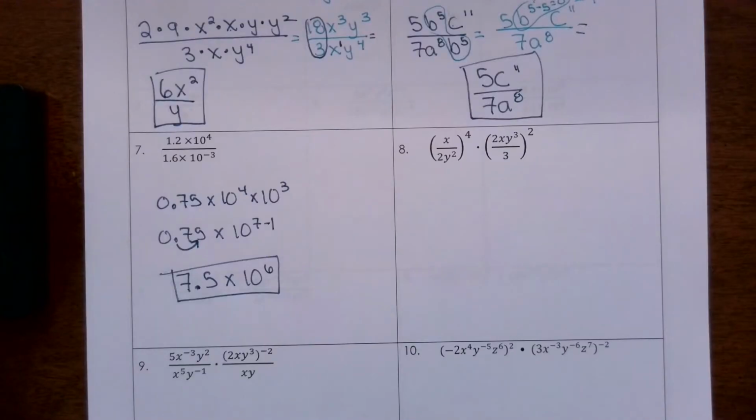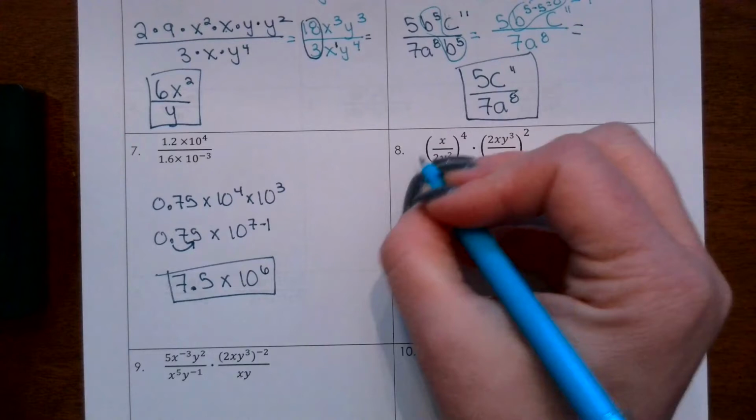Anyway, here we go, moving on to page number 8. And I do have some distributing to do. This is going to be that power of a quotient here. I've got to distribute 4 into my numerator.